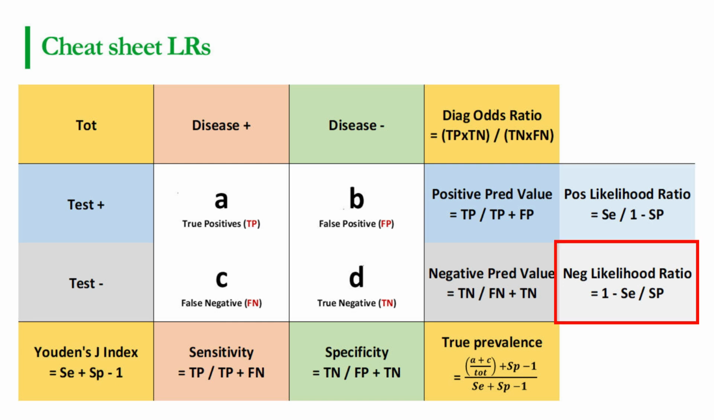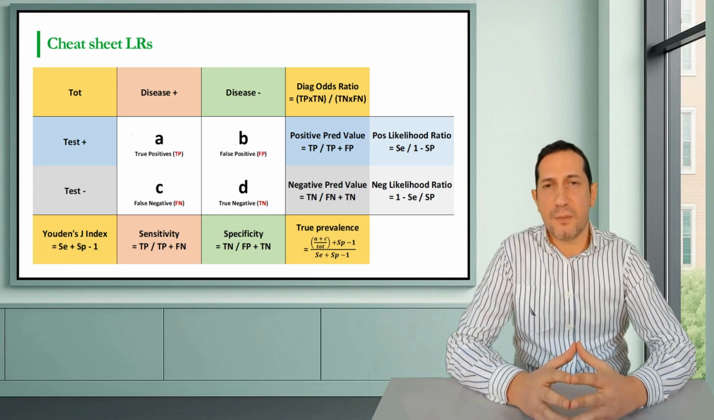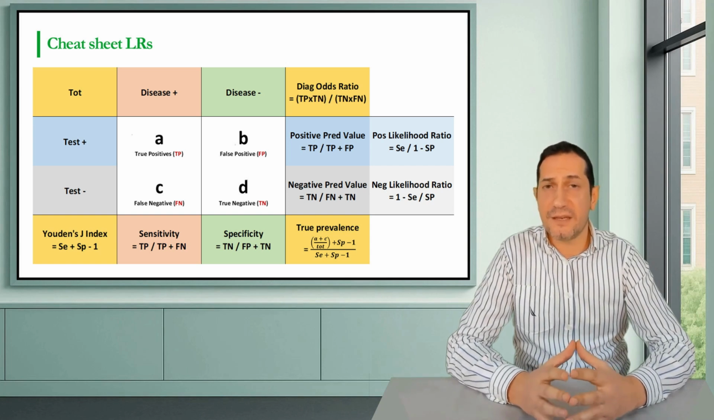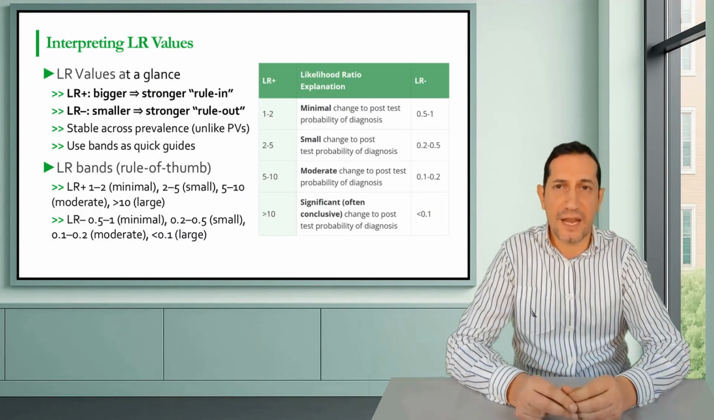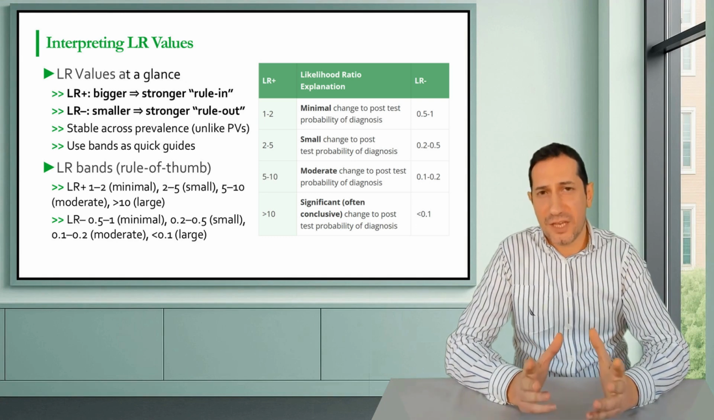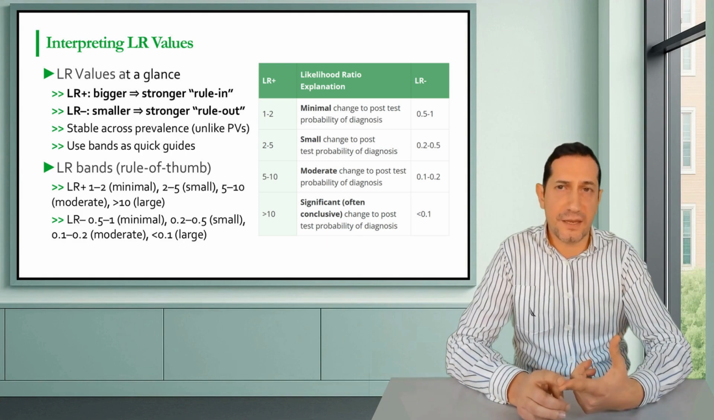Negative likelihood ratio, calculated as 1 minus sensitivity over specificity, indicates how likely a negative test is in a sick patient versus a healthy one. In short, positive likelihood ratio helps confirm the presence of disease, while negative likelihood ratio helps confirm its absence, independent of disease prevalence. Let's explain how to utilize likelihood ratio bands as a quick guide for diagnostic decision making.